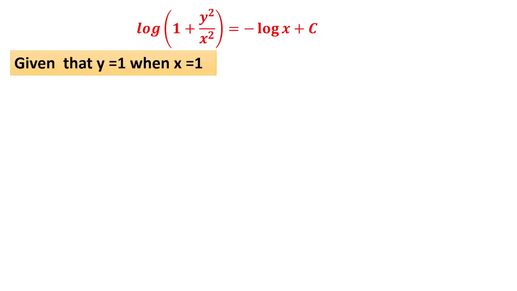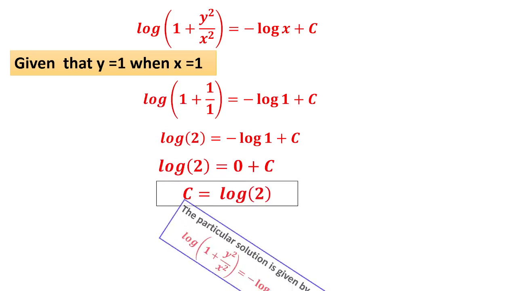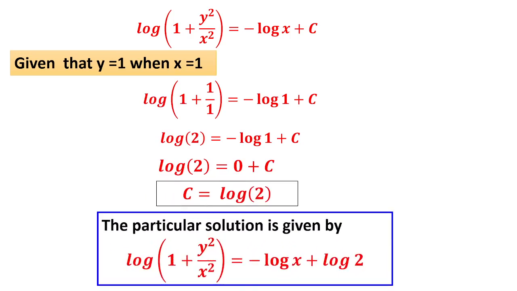But now suppose this problem is a boundary value problem. That is, if values of x and y are given, they are given to evaluate c. In this case, once again I repeat, c can be taken as log c for convenience. Otherwise, you can take it as c also. Now I am putting x is equal to 1 and y is equal to 1. Left hand side it is log 2. Therefore, log 2 is equal to 0 plus c, because log 1 is 0. Therefore, c is log 2. Put it once again in the general solution, and you will get the particular solution.